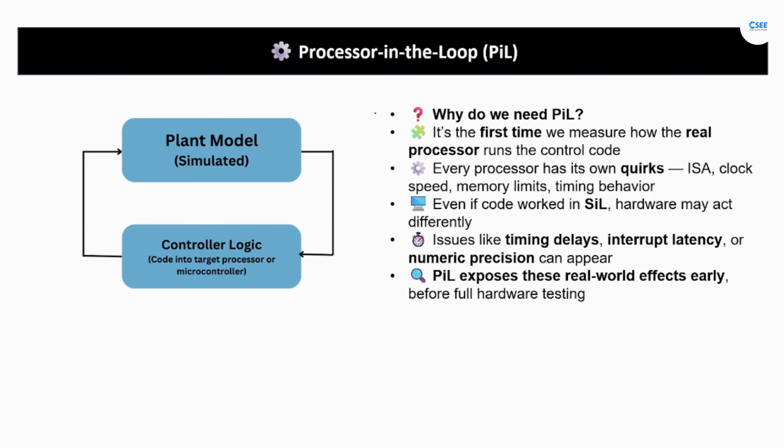Now, why do we need PIL? Because this is the first time we can measure how the real processor executes the control code. Every processor has its own quirks: instruction set architecture, clock speed, memory constraints, and timing behavior. Even if your code works perfectly in SIL, it may behave differently on hardware due to timing delays, interrupt latencies, or numeric precision differences. PIL exposes those real world effects early.